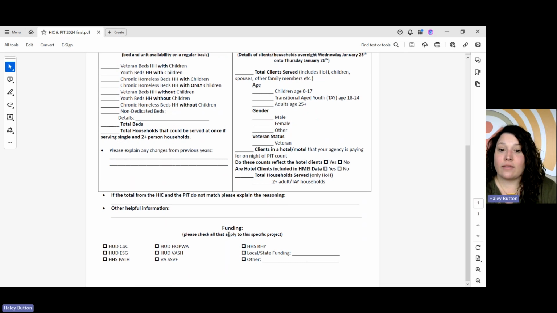And then funding is on the bottom. This would apply to all of the funding sources that you get for this particular project only. And then there is a section for any local or state funding or other details that you want to include as well.